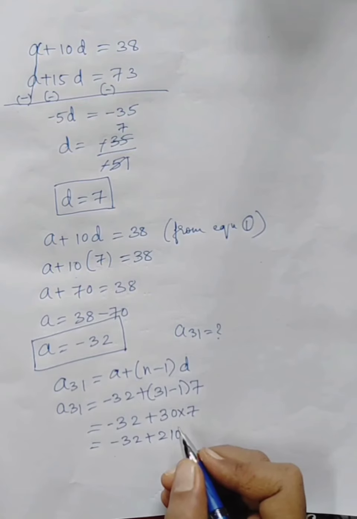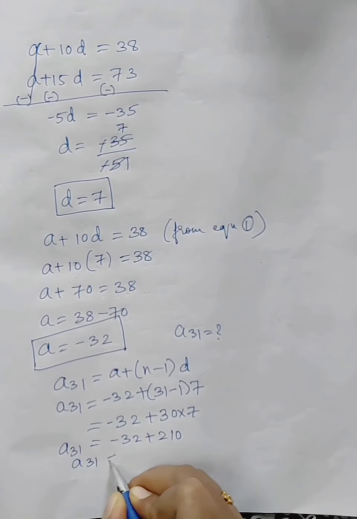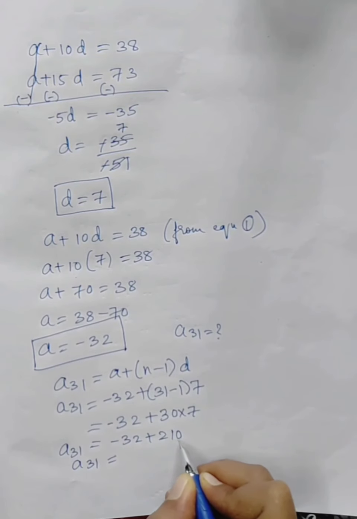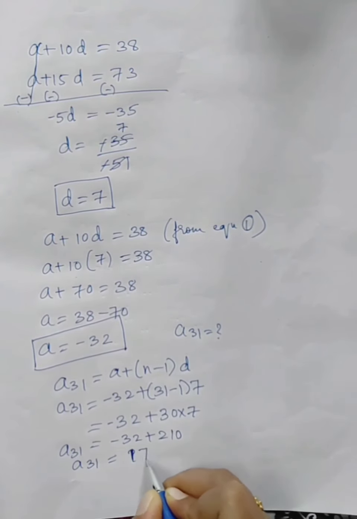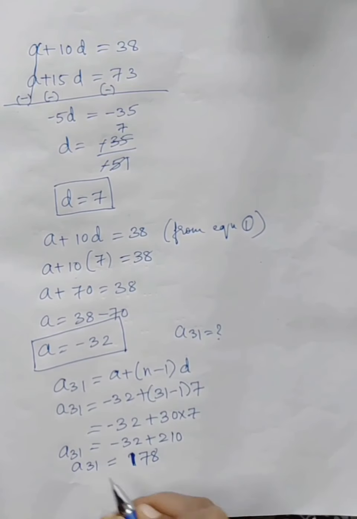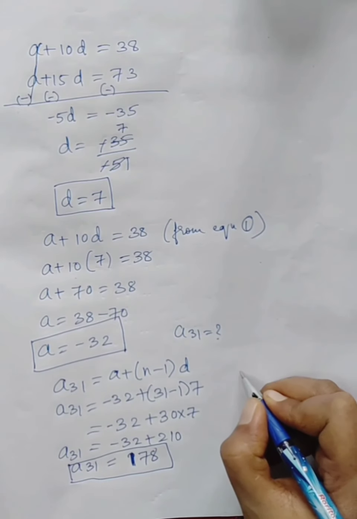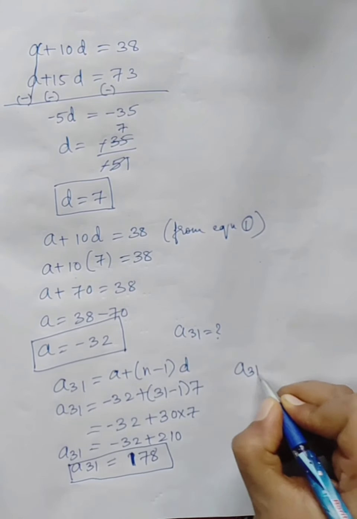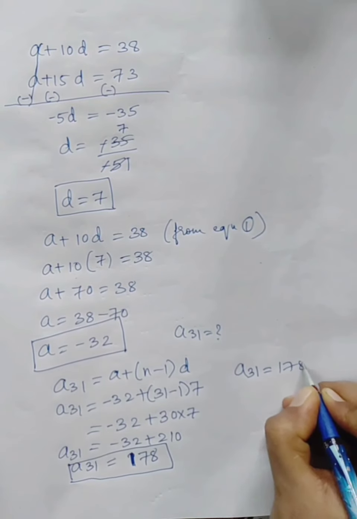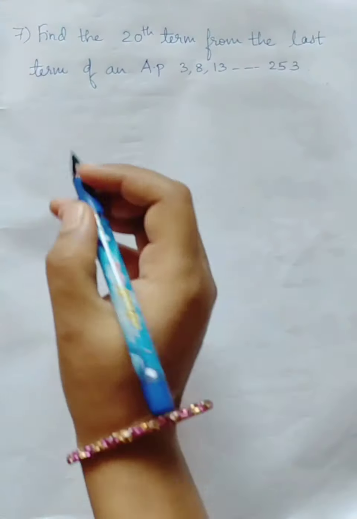Okay, now A31. So what is the A31 value? See, from 210 subtract 32. So what will you get? 178. So according to the question, the value of A31 is 178. This is the proof.